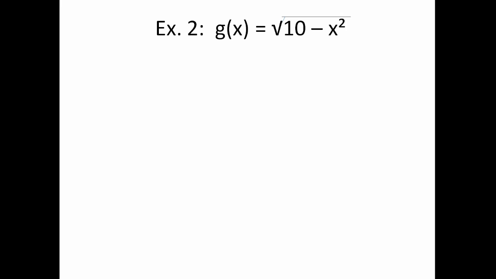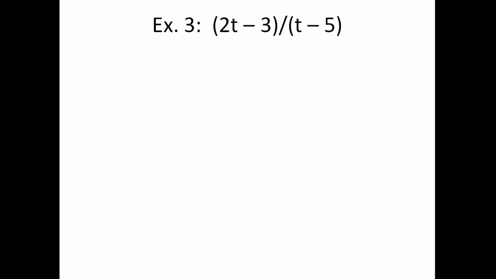So let's go on to the last example. In this case, we have a fraction or a rational equation that we need to solve. Let's see how we can get rid of the bottom part of that fraction. That should say f of x equals 2t minus 3 over t minus 5. So we're going to set this one equal to 0, which equals 2t minus 3 over t minus 5.